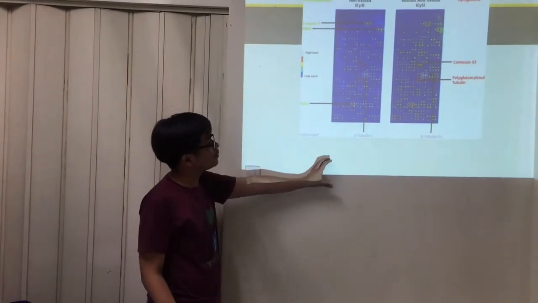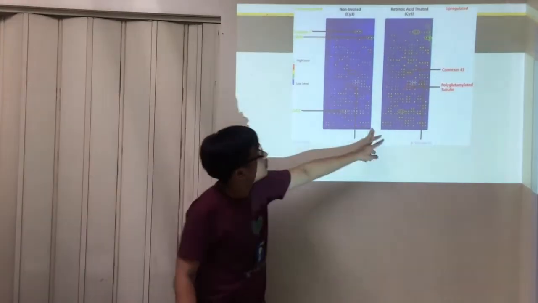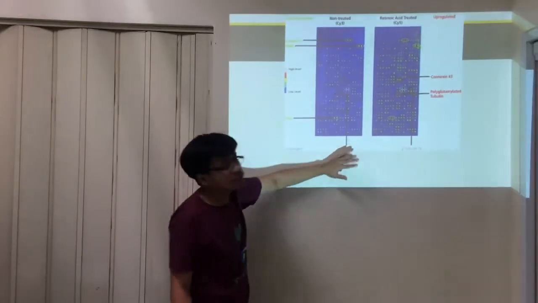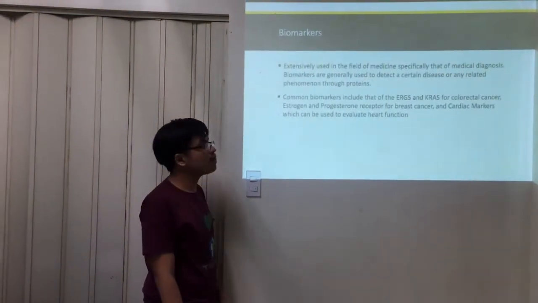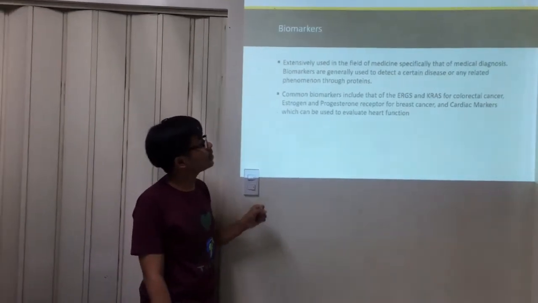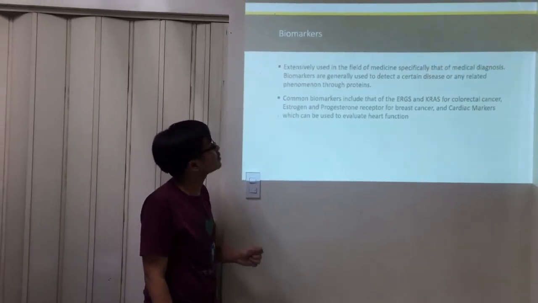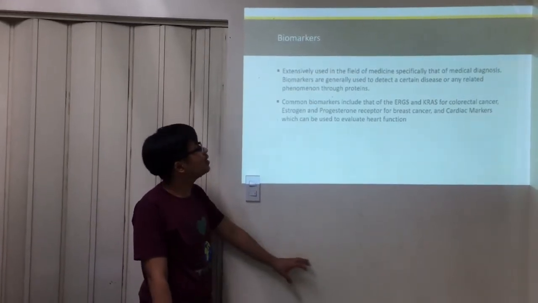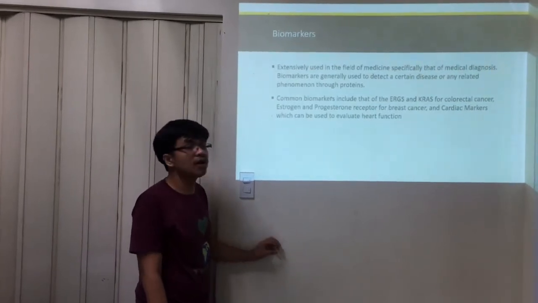Now, here is an example of protein expression profiling. As we can see, here is a non-treated sample, while on the other side is the retinoic acid treated one. As we can see, they have different protein array structures. Next, we have biomarkers, which are usually used in the field of medicine. Biomarkers are generally used to detect a certain disease or any related phenomenon through proteins. Common biomarkers include ERGS and KRAS for colorectal cancer, estrogen and progesterone receptor for breast cancer, and cardiac markers, which can be used to evaluate heart function.